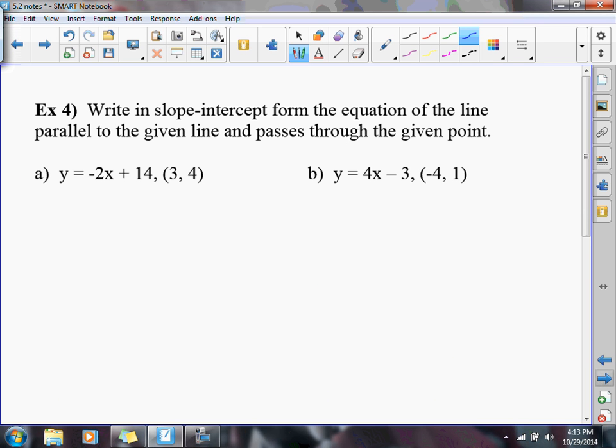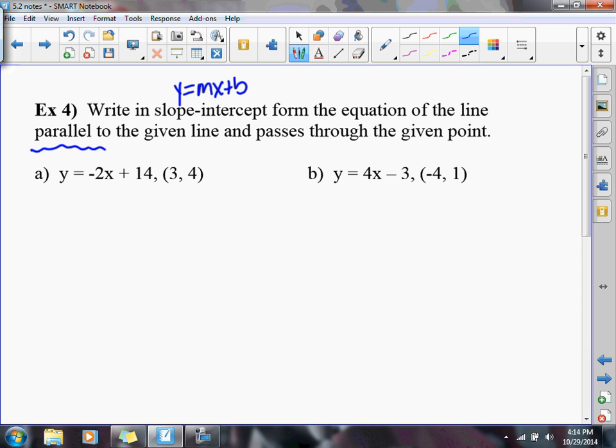Okay, example 4. I believe this is our last example. We're going to write in slope-intercept form now. Remember, slope-intercept form is y equals mx plus b. Okay, so we're going to write in slope-intercept form the equation of the line parallel to the given line, parallel to that line, and it goes through the given point.